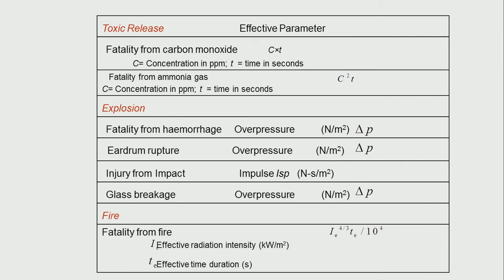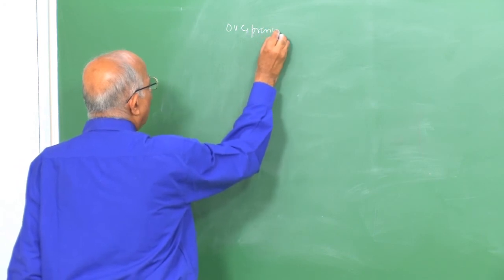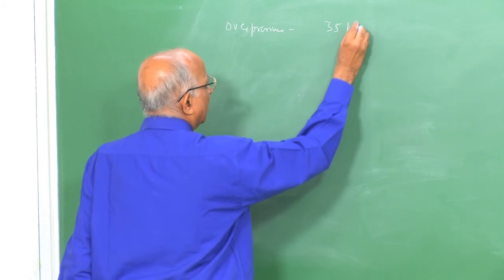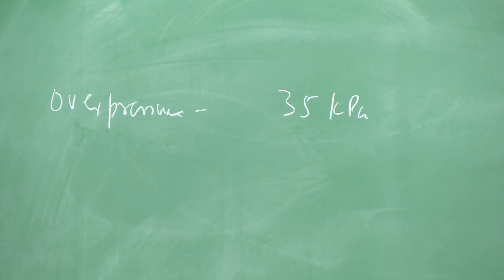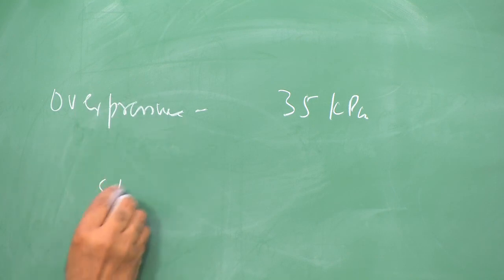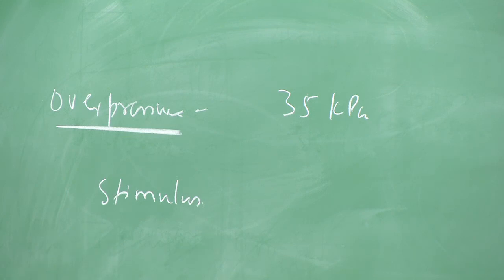Having said that, let us go ahead and say what is the stimulus we are talking of. I think here I will use the board for a minute before I return to the slides. When I say overpressure, it is the stimulus which leads to the eardrum getting ruptured when the overpressure is something like 35 kPa or so. But this stimulus need not be overpressure alone. Let me take you through an example.